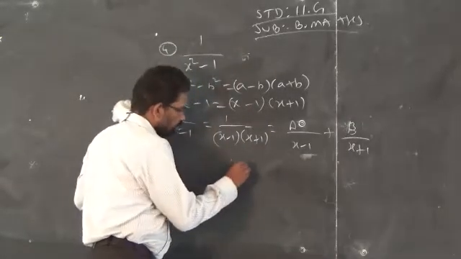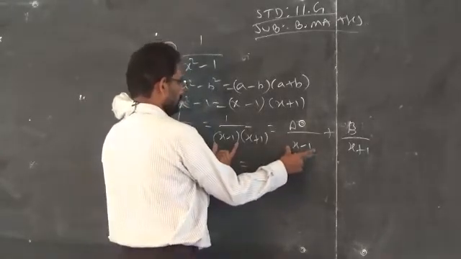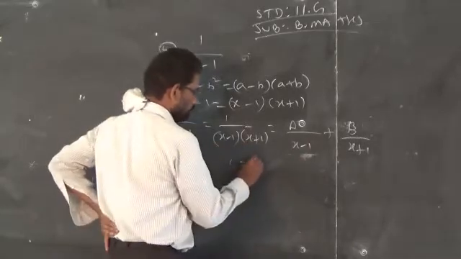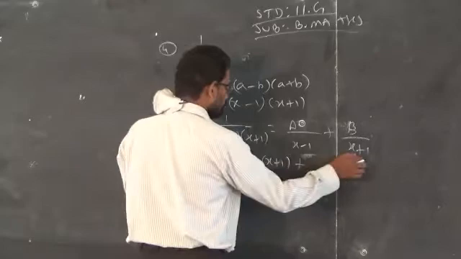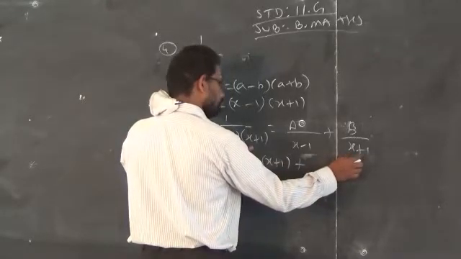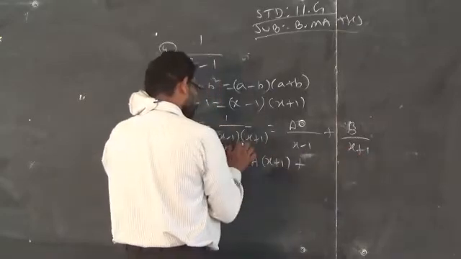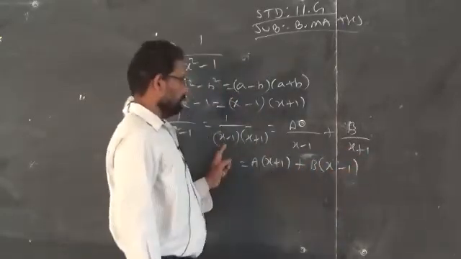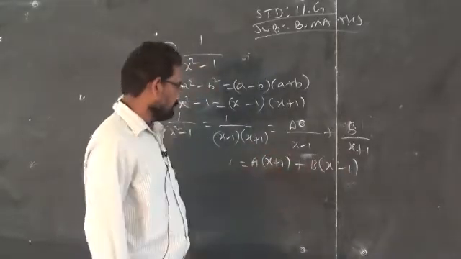Now, as usual, 1 is equal to, compare these two, what is the common factor of these two? x minus 1 is the common factor, which one is left? x plus 1. Therefore, a of x plus 1. Compare the next two denominators, the common factor is x plus 1. Remove the common factor, what is the remaining one? That is x minus 1 for b. So, b of x minus 1.